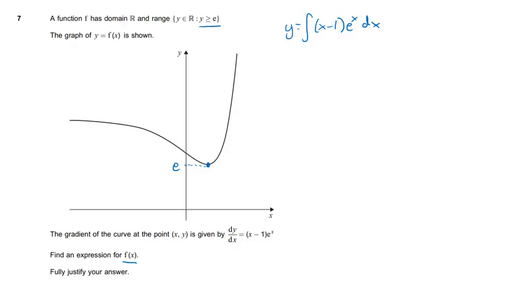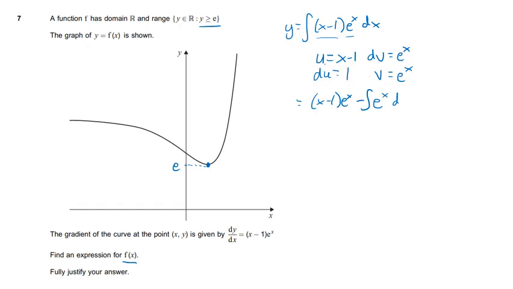How do we integrate this? Well, we can see we've got an algebraic function times an exponential, so it's integration by parts. So we're going to choose u equals x minus 1 and dv equals e to the x. So differentiate the first one, x minus 1 differentiates to 1, and e to the x integrates to e to the x. So apply the formula, which is u times v minus the integral of v times du. So just e to the x. And we can integrate e to the x to get e to the x again. So we've got x minus 1 times e to the x, minus another e to the x, and then plus c.